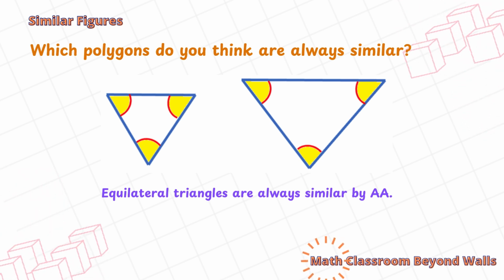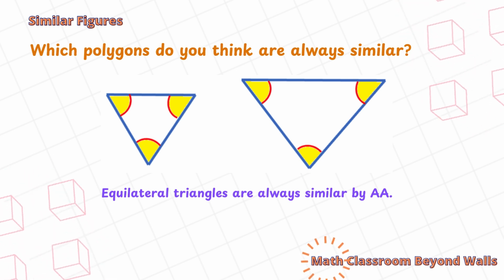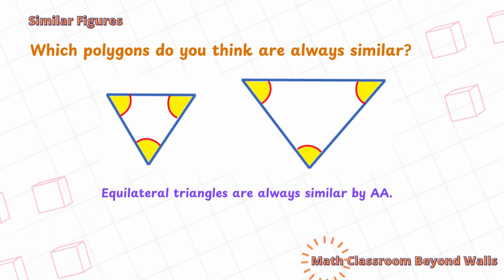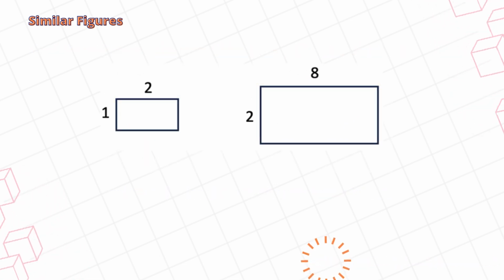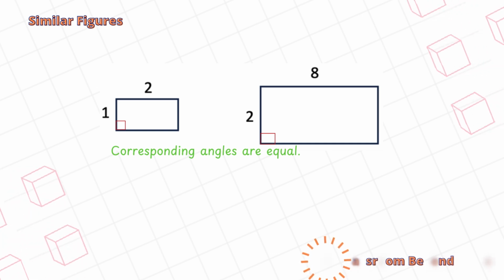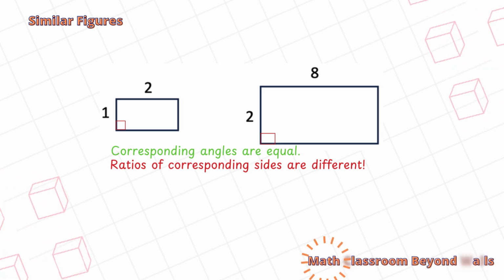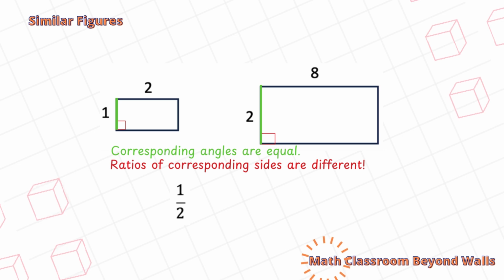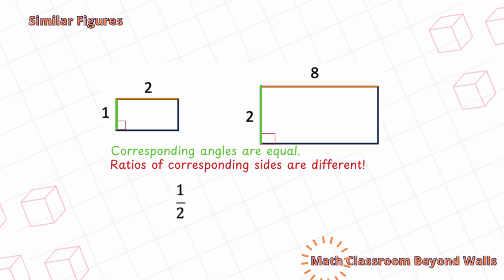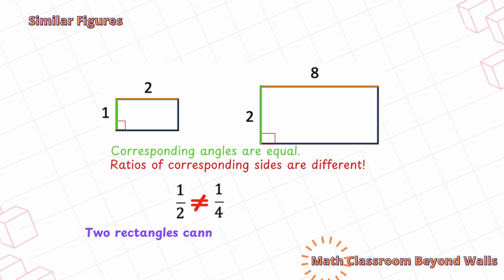On the other hand, two rectangles cannot be similar all the time. In some cases, they could be similar, but not all the time. Look at the figures that we have here. Here, the corresponding angles may be the same, but the corresponding sides do not have the same ratio. One corresponding pair of sides has a ratio of 1/2. The other corresponding pair has a ratio of 2/8 or 1/4. So the rectangles are not similar in this case.